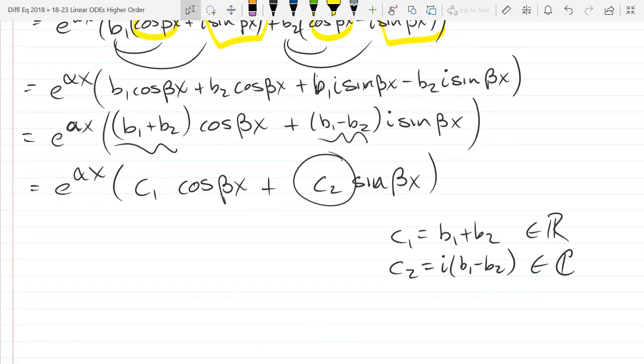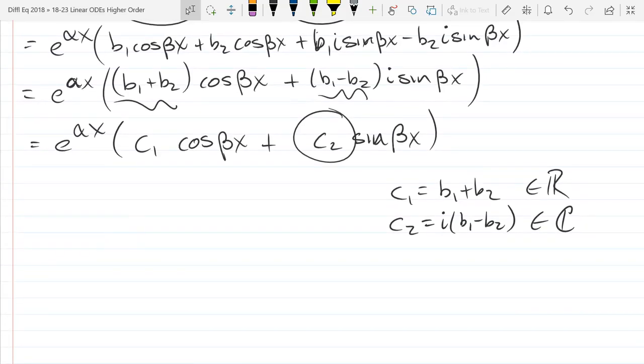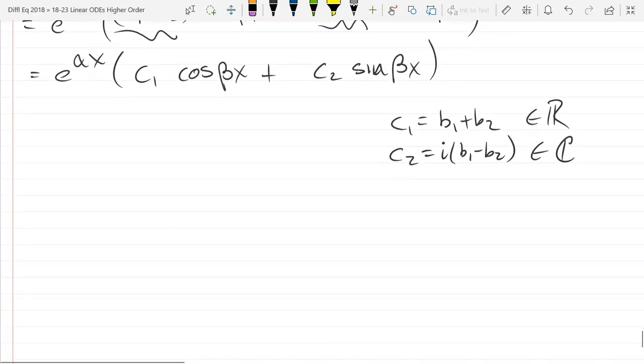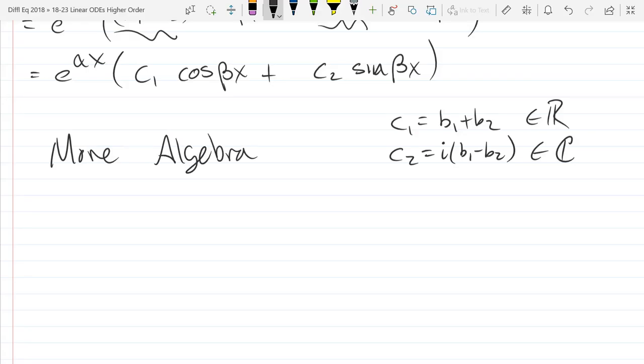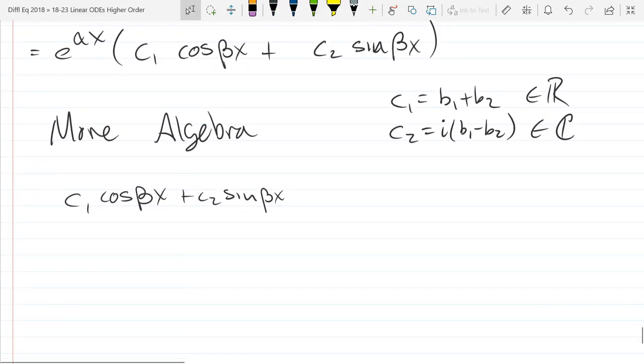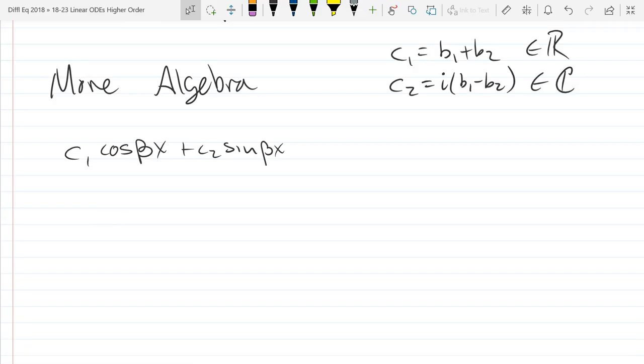All right, so we changed the form around. It's basically a linear combination of cosine and sine. It's technically a complex linear combination because that second constant is a complex variable, not a real one. All right, so let's get into some more algebra. We're going to reduce this even further. This is one option for the way to write your solution when you have complex roots. So we're going to start with C1 cos βx plus C2 sin βx. I'm going to do some weird algebra that won't make any sense for a minute.